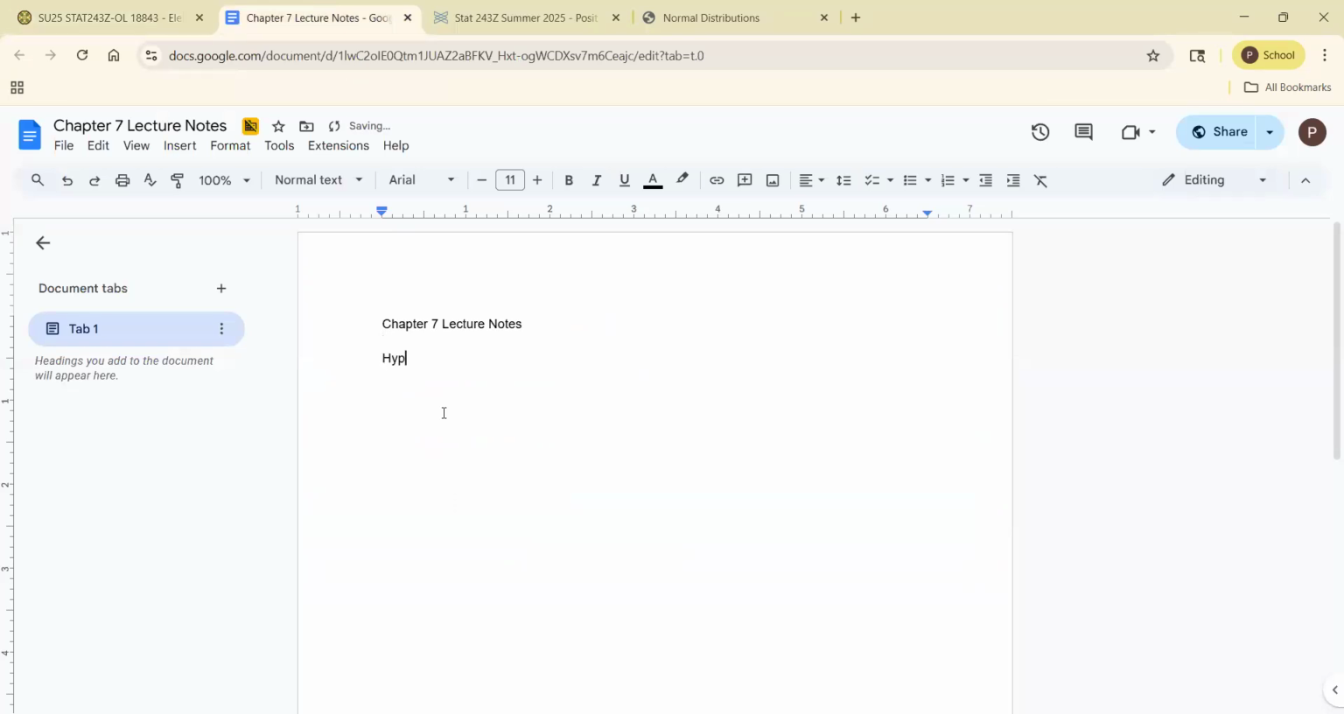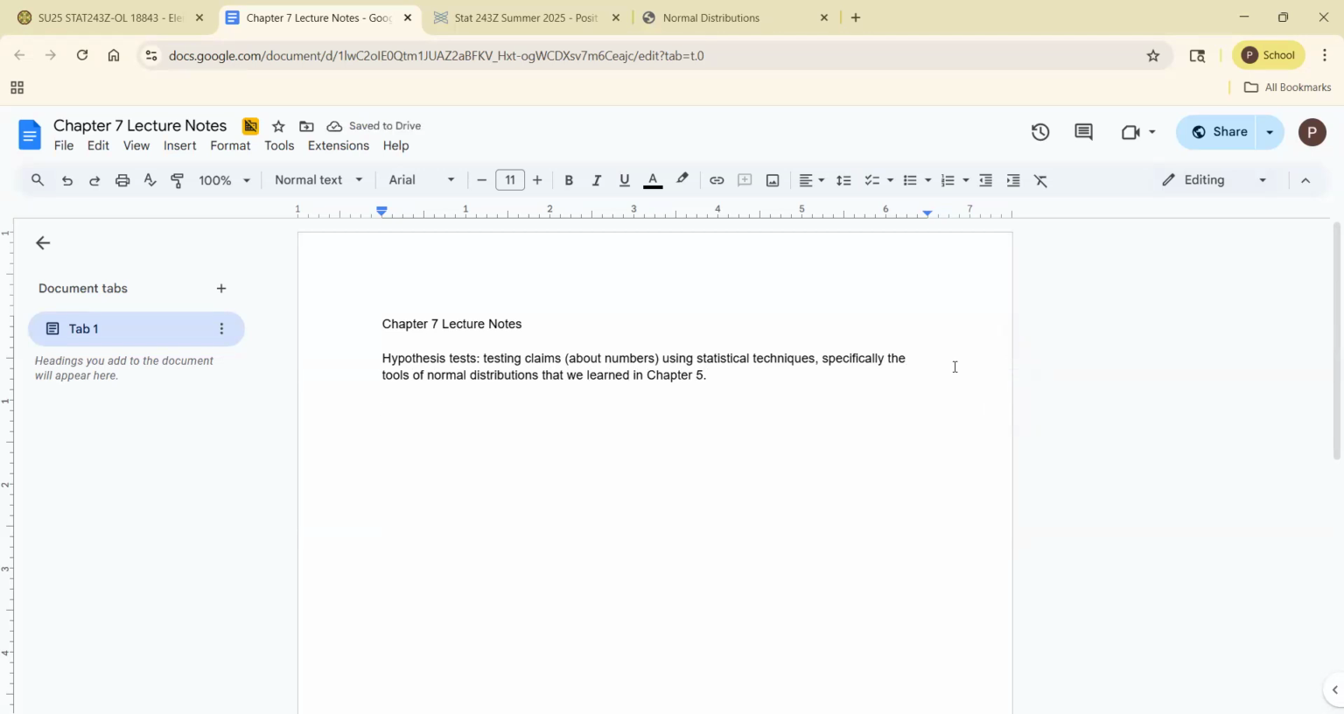So Chapter 7 is all about hypothesis tests, which is testing claims generally about numbers using statistical techniques, specifically in this chapter, normal distributions. The tools of normal distributions that we learn in Chapter 5.